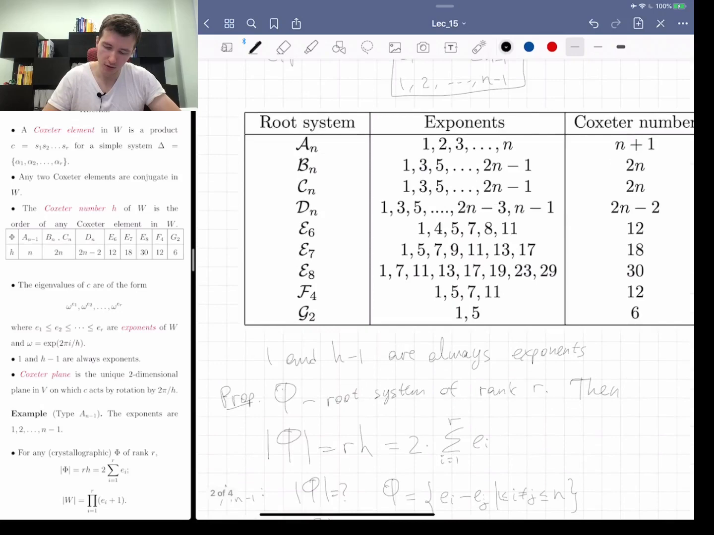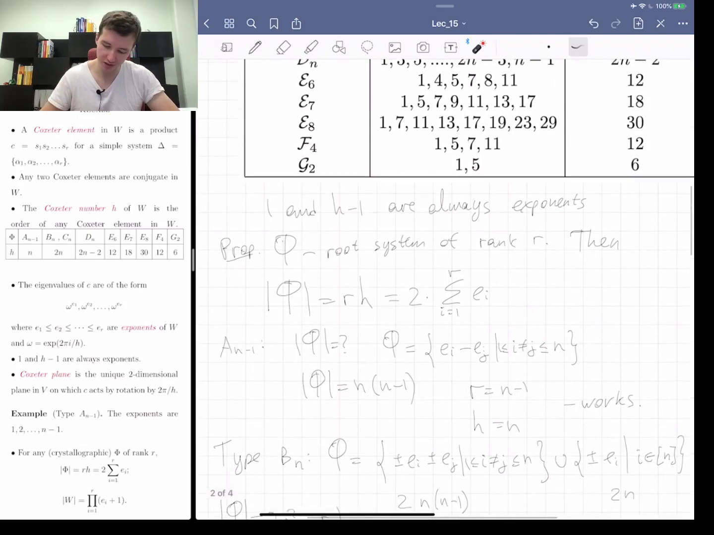And you can keep going. For type E8, I said it was 248, but actually the number of roots is 240. Anyway, never mind. The number of roots is 240 for type E8. 248 is the dimension of the Lie algebra. Whatever, never mind. Anyway, so the first formula is this one.